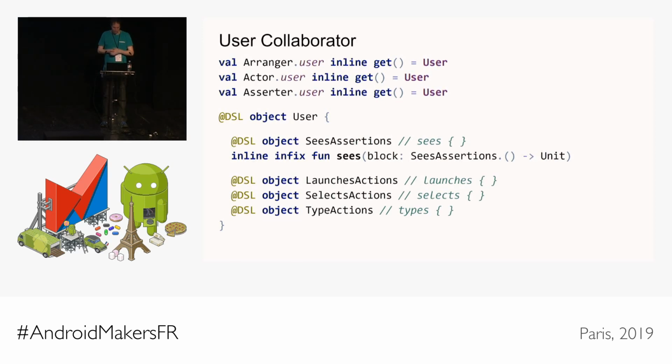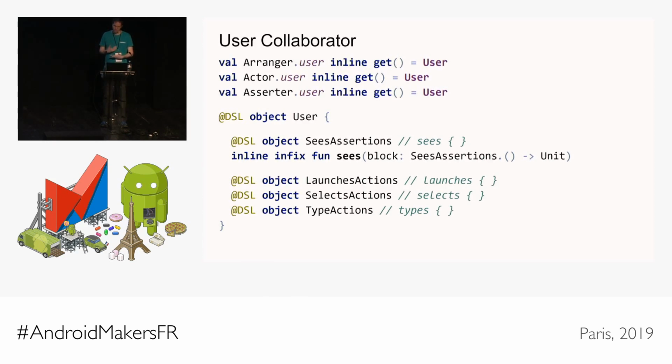The collaborator is a DSL object, and inside it has action groups. I omitted the code because it didn't fit. And we can have different collaborators. The user is just one example. We saw the server before. We can also have device to help set up intents, and we can use the configuration collaborator to set up the feature flags and A/B testing before we start the test.